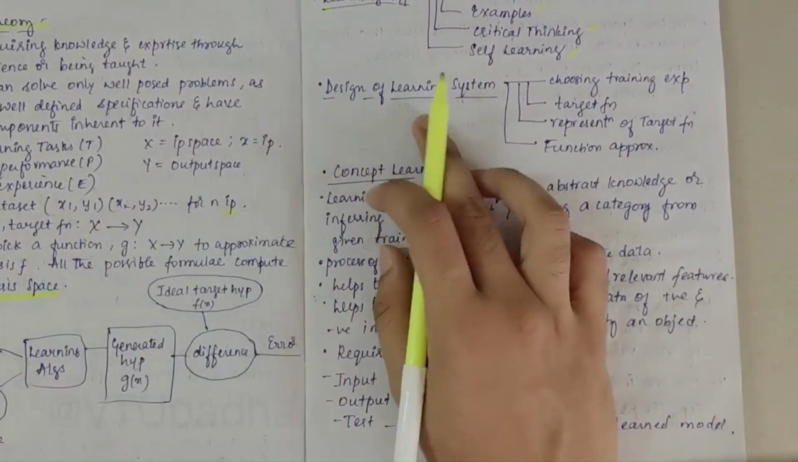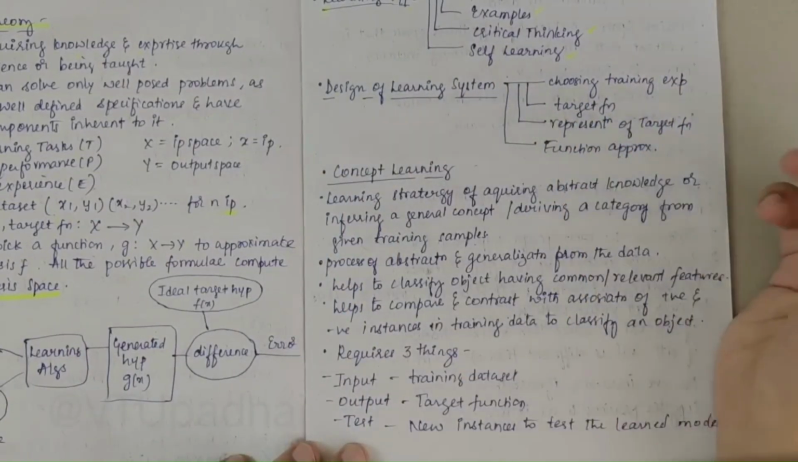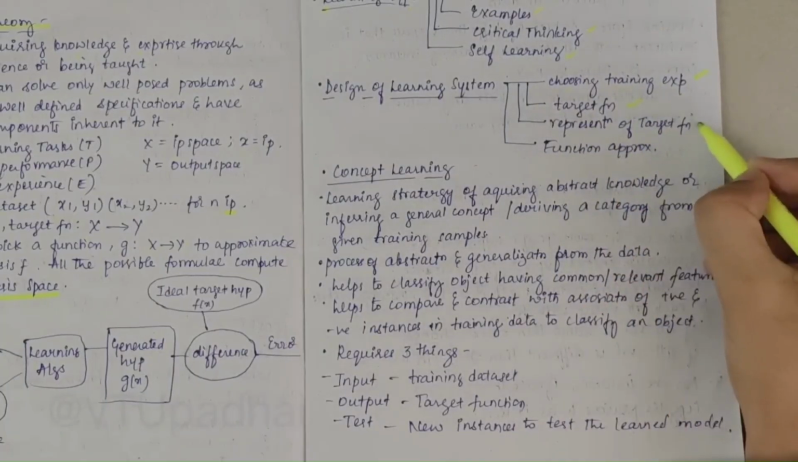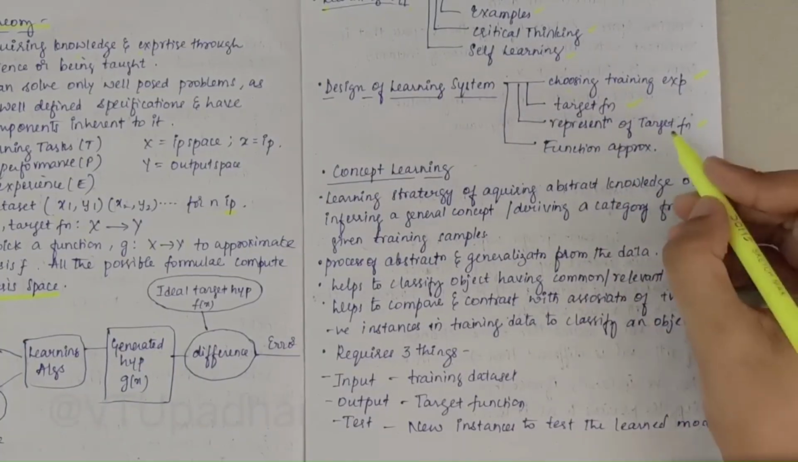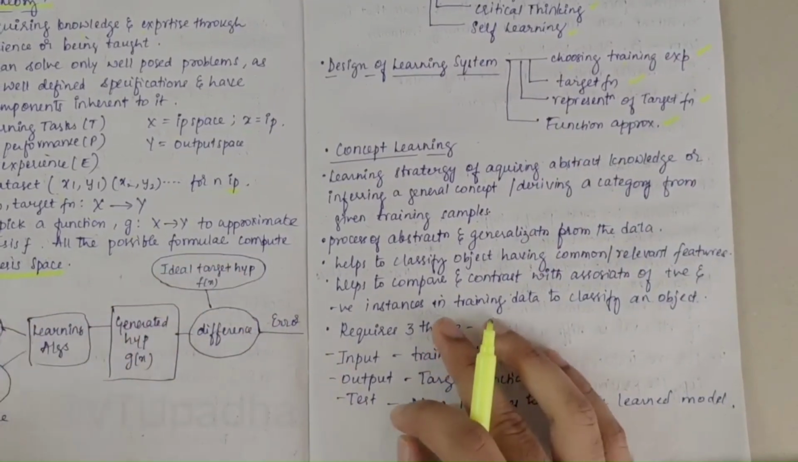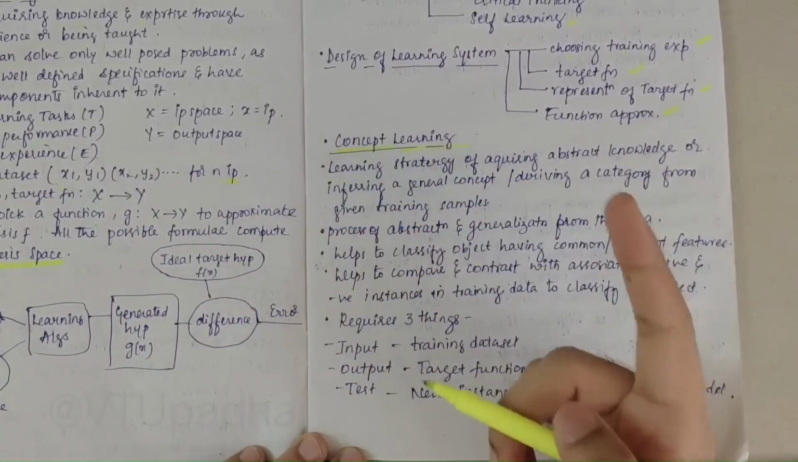Next we have the design of a learning system. In order to design the learning system, we need to choose the training component first, then the training function, then the representation of the training function, and later approximation is done to the training function. So this was about learning theory. Now we'll dive into the specific topic, that is concept learning.